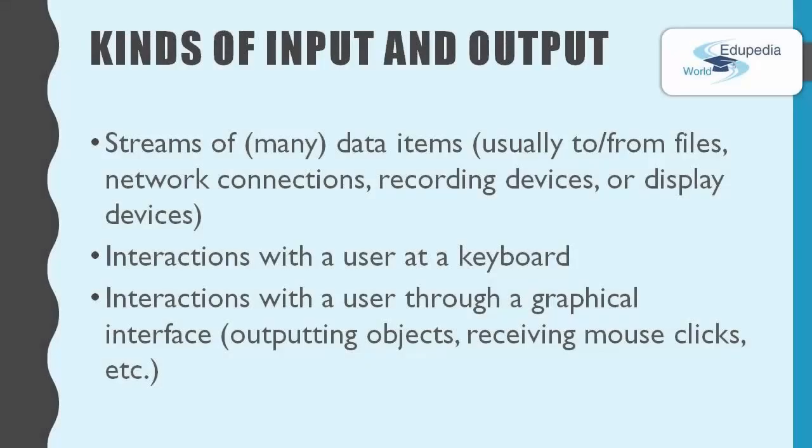From the programmer's point of view, there are many different kinds of input and output. One classification is like this. First one, streams of data items. Usually they are to or from files, network connections, recording devices or display devices. The second one, interaction with a user at a keyboard. The third one is interaction with a user through a graphical interface.